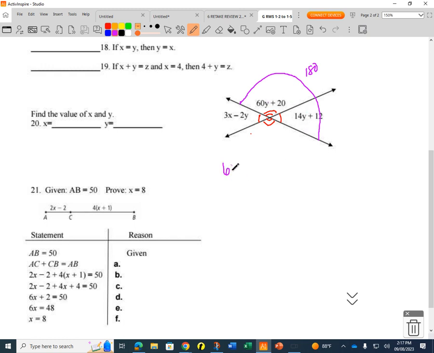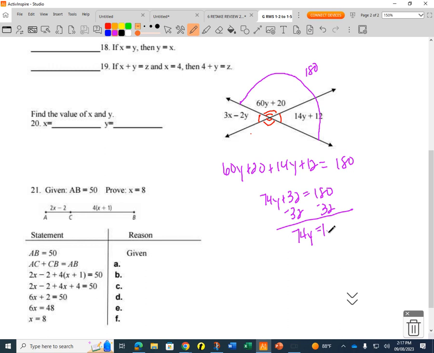So now I can add those expressions and set them equal to 180 and solve for y. So I'm going to be able to find y here. So I'm combining like terms and I'm isolating the variable. So now I know that y equals 2.